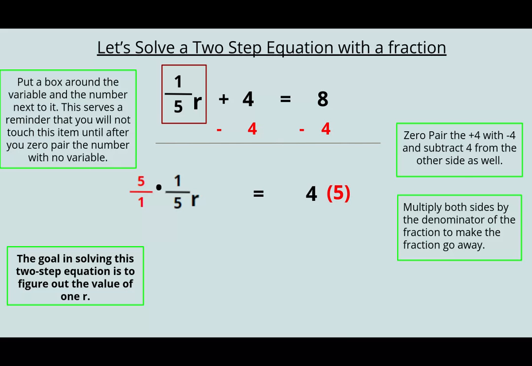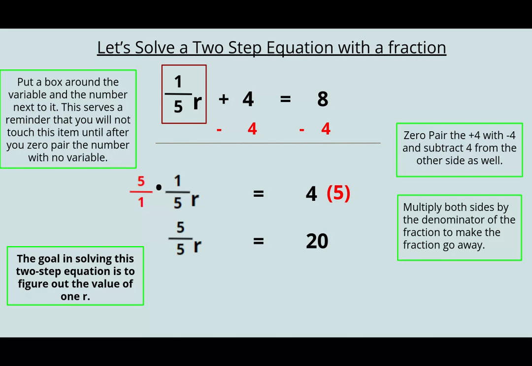Now, since I have a fraction on the left, I'm going to put 5 as a fraction. And 5 as a fraction is just 5 over 1. 5 divided by 1 equals 5. So 5 over 1. And I'm going to multiply them. Now, look what happens. Remember, when you multiply fractions together, I'm looking to the left, 5 times 1, the numerator times the numerator, and then the denominator times the denominator. 5 times 1 is 5. 1 times 5 is 5. That gives me 5 over 5r equals 20.